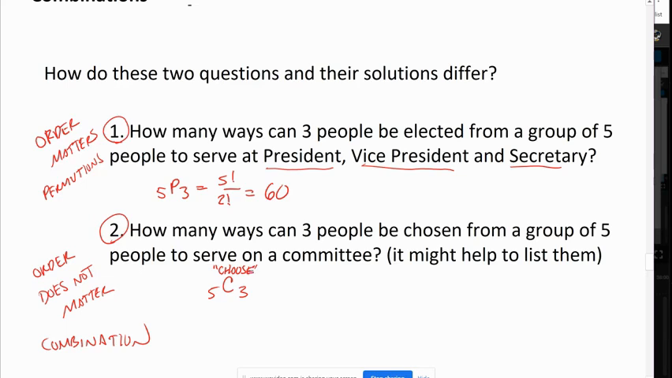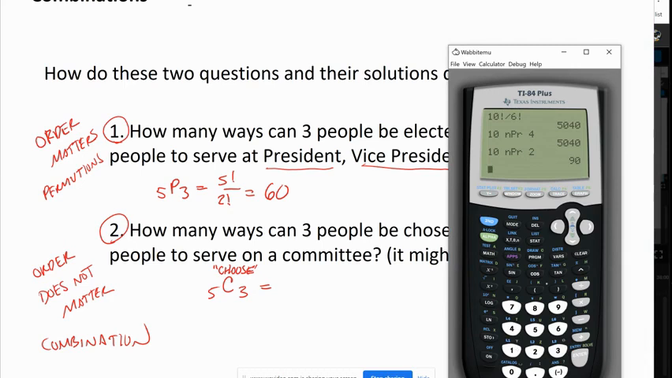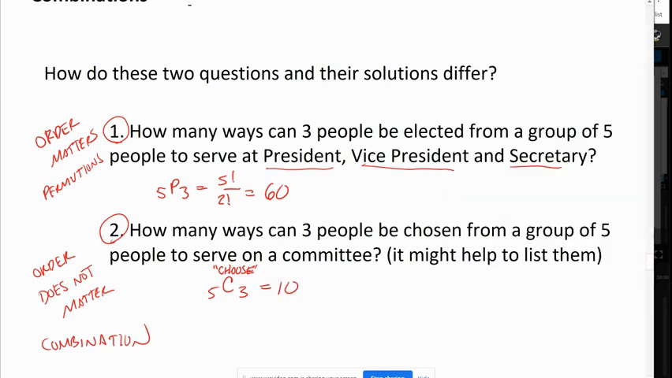5 people, we're going to choose 3. 5 choose 3. We can do that the same way on your calculator, except we're going to choose the third option. So 5, math, probability. The third option is nCr, and 5 choose 3 is 10. So if the order doesn't matter, there's only 10 committees that we can form. If the order matters because we're putting them in 3 different positions, we use a permutation, and there are 60 different permutations.